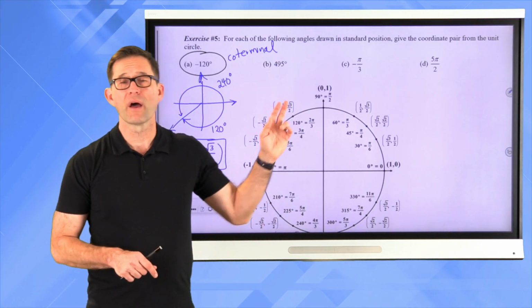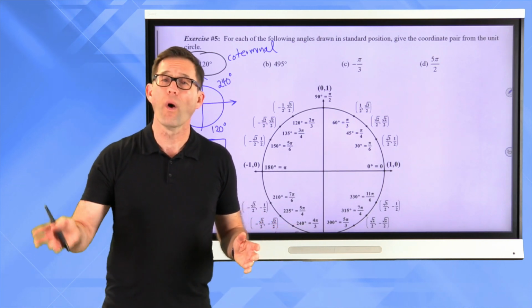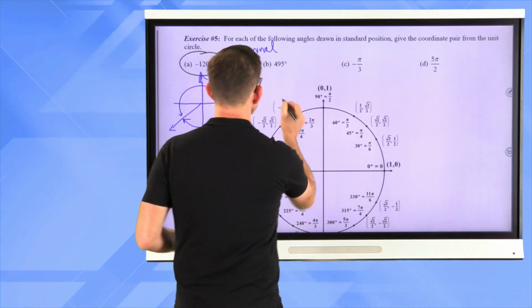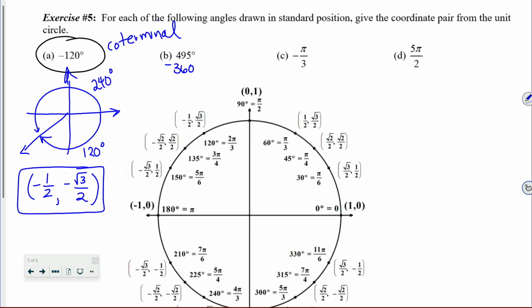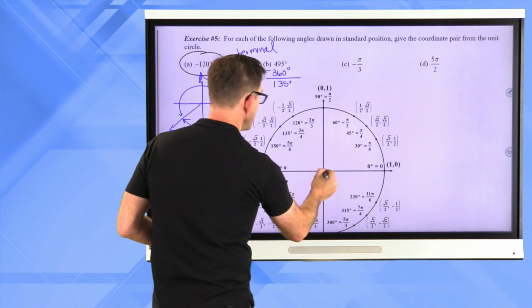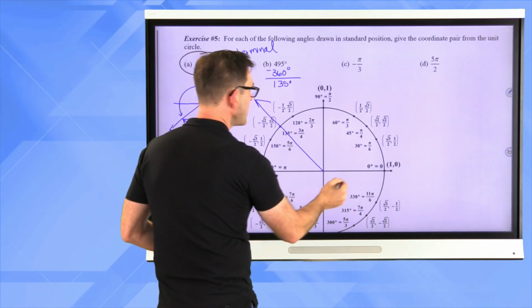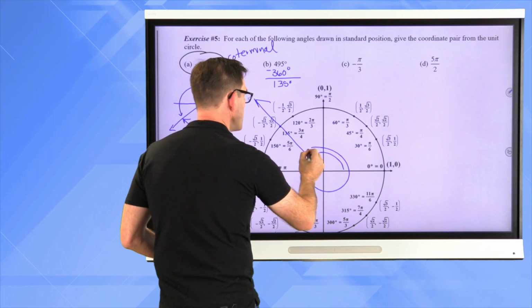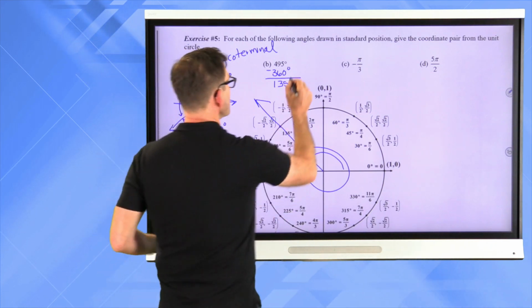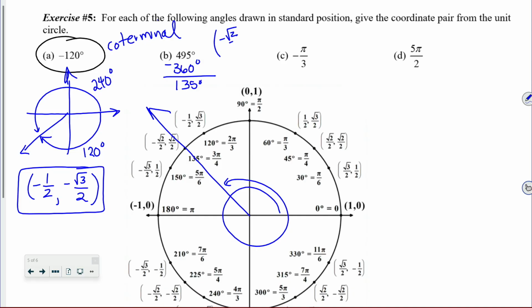Well, keep in mind what 495 degrees means is that we've gone around the circle one complete rotation, which takes 360 degrees up, and then some additional rotation. So one way to think about this is I can subtract 360 degrees, and I will get 135 degrees. So this is coterminal with 135 degrees, which means it's right here. Now again, keep in mind what I've really done is I've done this, but that doesn't matter, right? I've ended up at 135 degrees, which means my coordinate pair is negative root 2 over 2, comma, root 2 over 2.